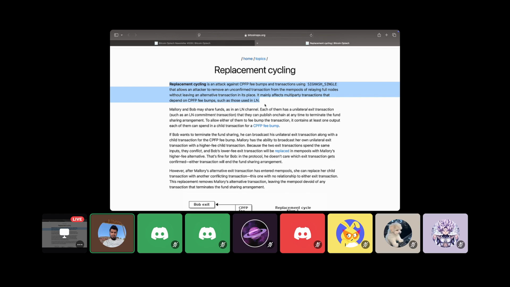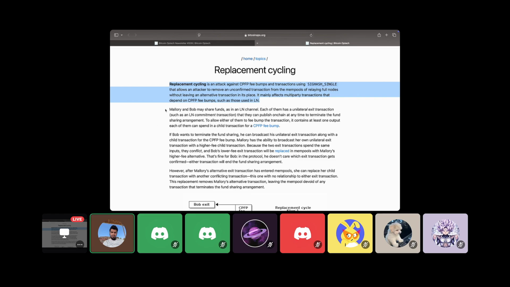Usually, the default mempool size for the most popular Bitcoin implementation, Bitcoin Core, is, I believe, 300 MB, right? So you have 300 MB of space allotted on your node to store unconfirmed transactions. From that mempool of unconfirmed transactions, you handpick transactions to include in the block, right? So mempools of relaying full nodes without leaving an alternative transaction in its space. It mainly affects multi-party transactions that depend on CPFP bumps, such as those used in LN.